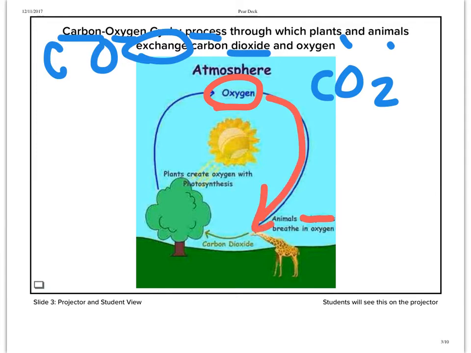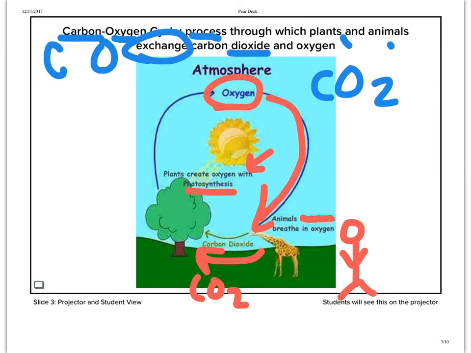So in this cycle, they drew a giraffe. You could draw a little human. If you are artistically inclined, you can draw someone else, draw a specific animal. But animals breathe in oxygen, and we breathe out CO2. So right now, while you're watching this video, you are taking in oxygen and exhaling CO2. Plants, so you draw like a little flower or something, take in that CO2, and along with sunlight, they use CO2 and sunlight to create oxygen through what's called photosynthesis.